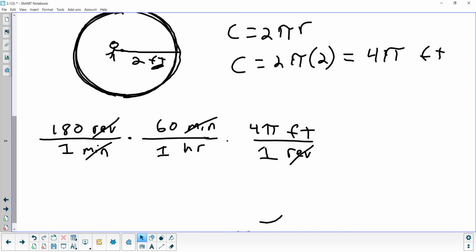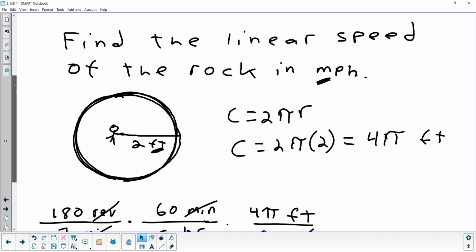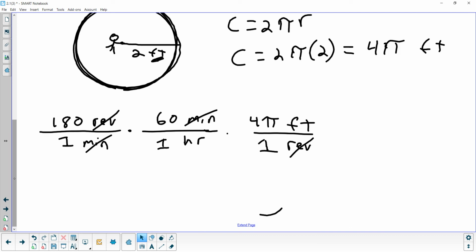Now, from here, we just have to change feet to whatever they want us to have. They want us to have miles. So, again, how do I change feet to miles? What would go in the top? Okay, and what would go in the bottom? Feet. And can somebody fill in that conversion for me? How many feet in a mile? Yeah. 5,280. Feet and feet.